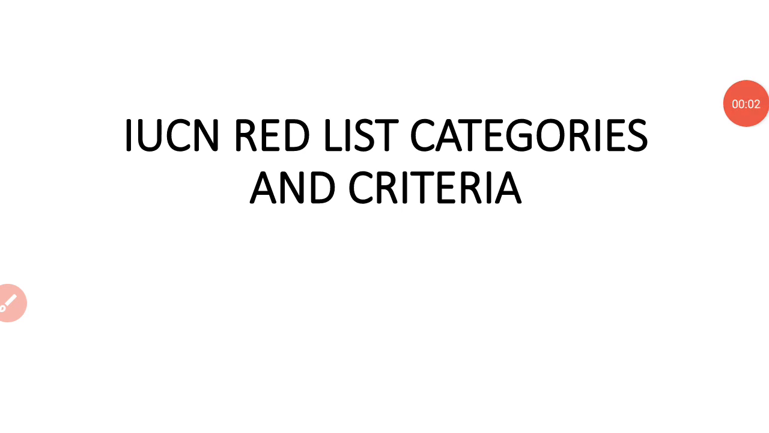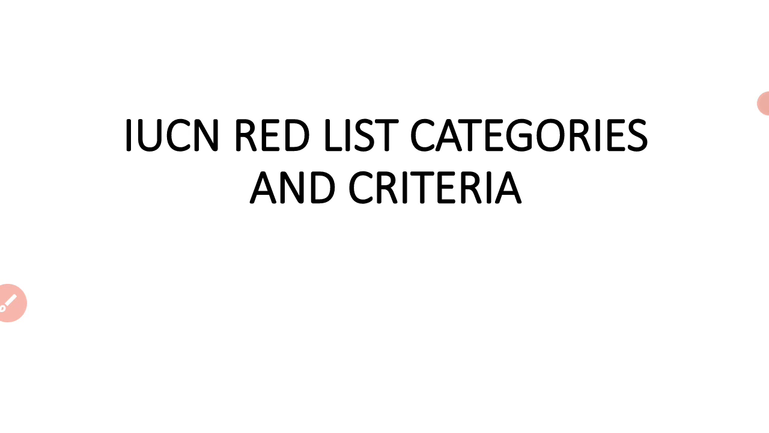Hello guys, today I will be telling you all about IUCN Red List categories and criteria. So, first of all, we should know about IUCN. IUCN stands for International Union for the Conservation of Nature and Natural Resources. It is an organization working in the field of nature conservation and sustainable use of natural resources.